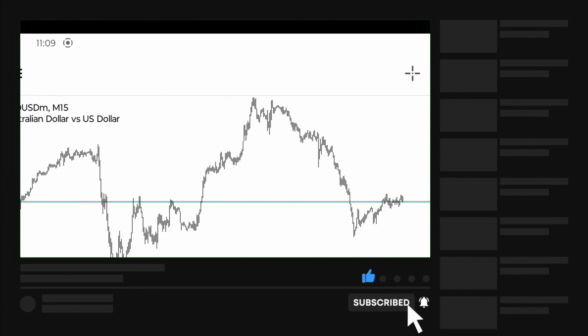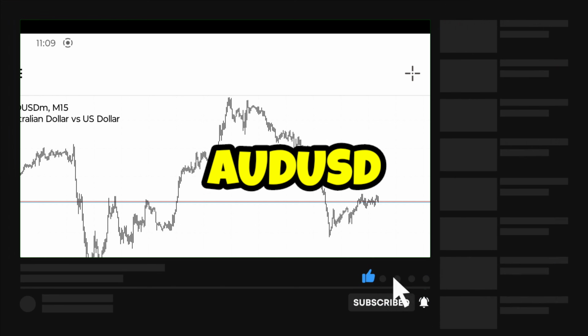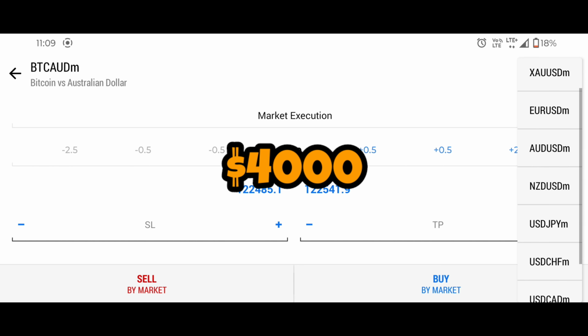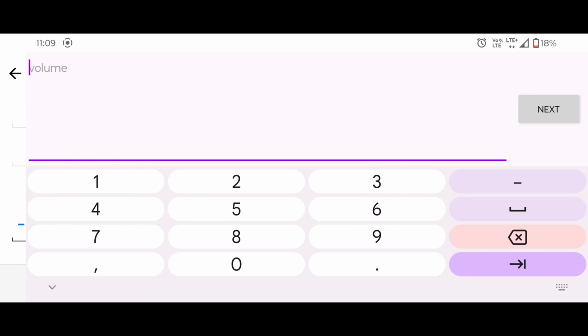Today we will do an interesting trade with the Australian dollar versus US dollar pair. My risk amount for this trade is $4,000, which is an important part of my trading strategy. I am applying all the trades here. See you later.